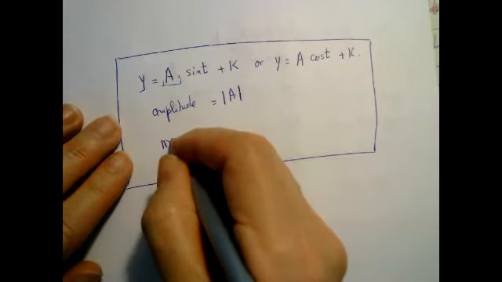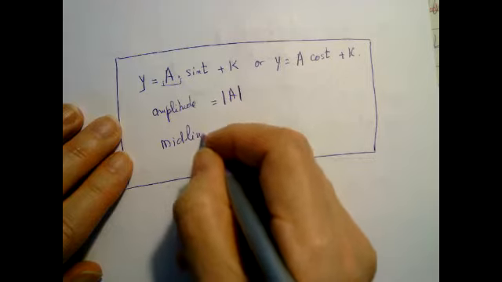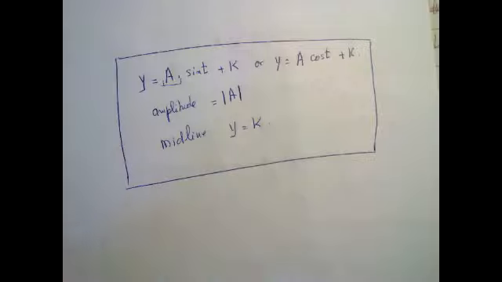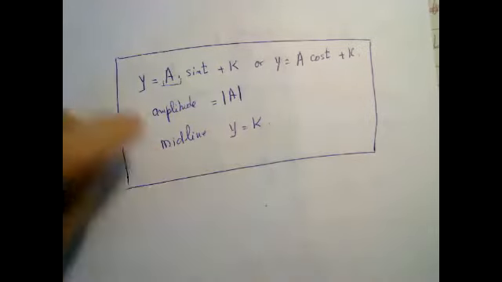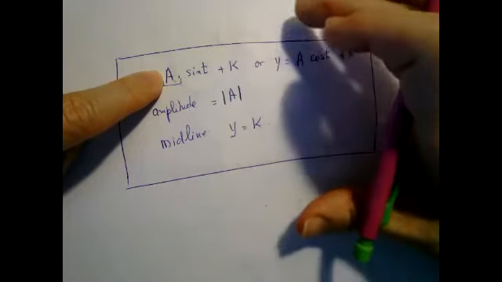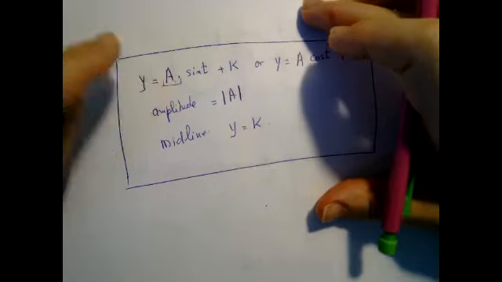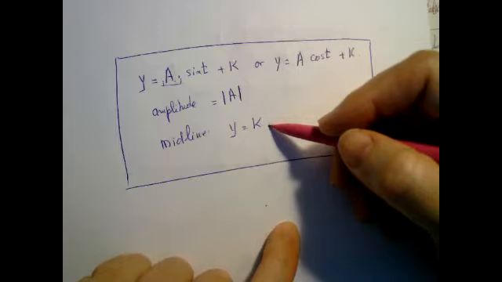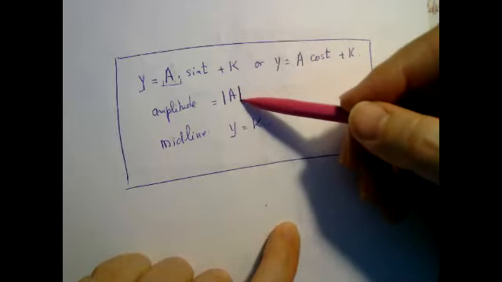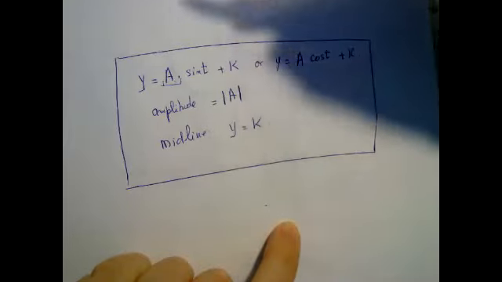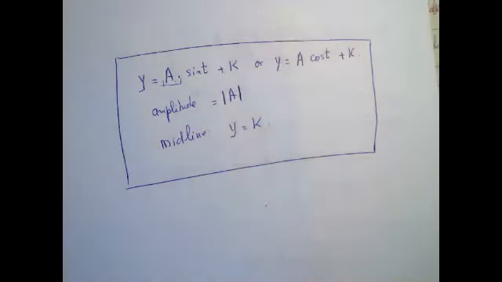And the midline is always the line y equal to k. And this really makes a lot of sense, because what a does is stretch the sine, therefore it's going to stretch the amplitude. What the k would do is shift the sine, and that will affect the midline. So the a changes the amplitude because it's stretching the graph, and the k shifts the graph, causing the midline to be y equal to k.